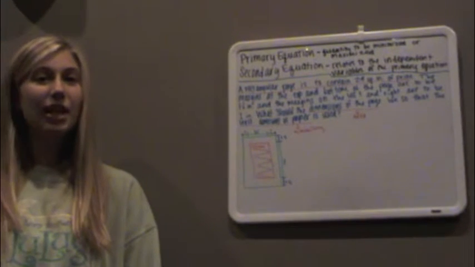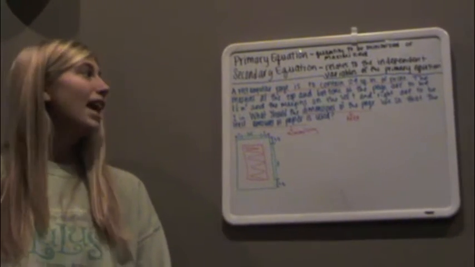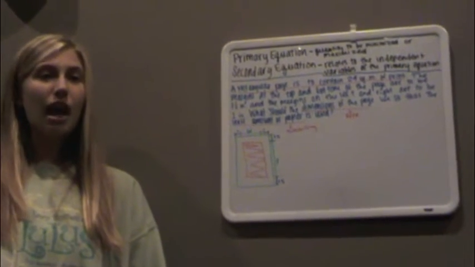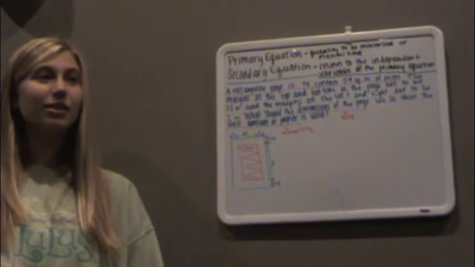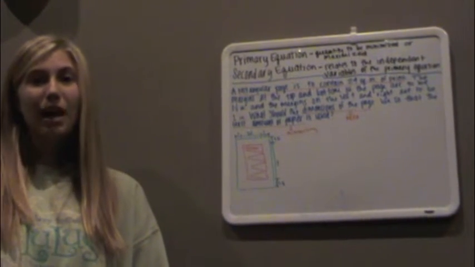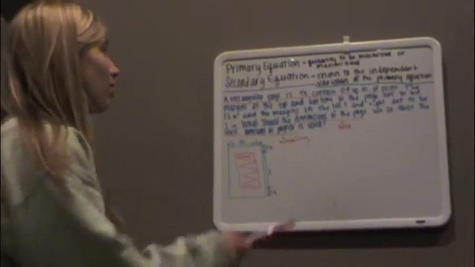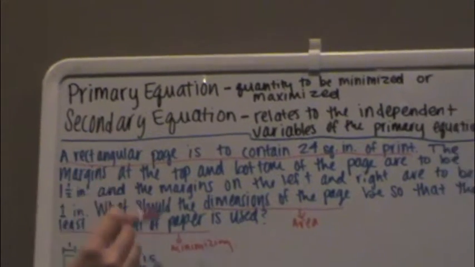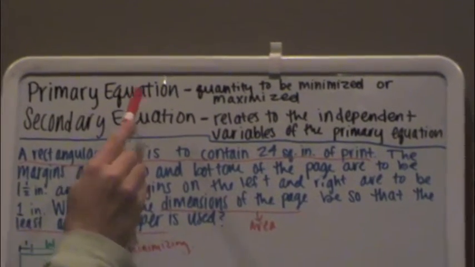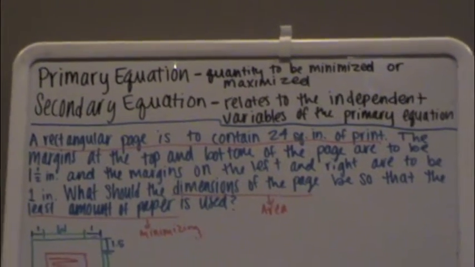Alright, our next concept has to deal with optimization. Whenever you're dealing with an optimization problem, you're asked to maximize or minimize an equation. That equation is called the primary equation. The secondary equation is what you use to get the primary equation to have only one independent variable.